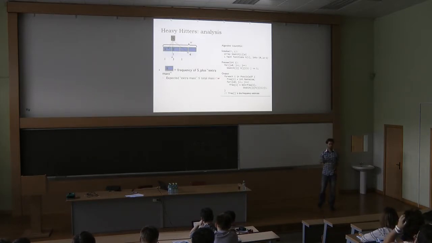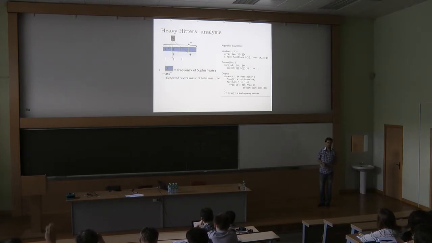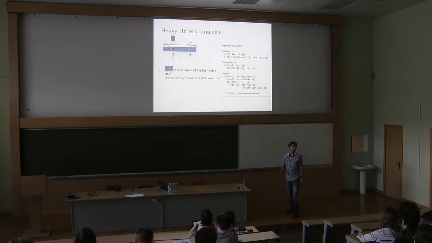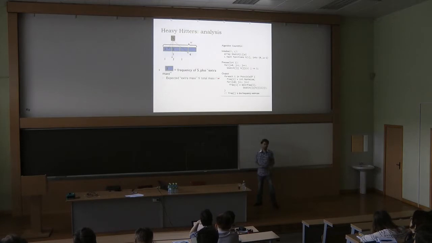And this is the main thing, this is exactly what we wanted. This extra mass is what incurs the error. We want this error to be bounded, so total frequency divided by W will be the error for each particular cell. There is a question? Yeah.